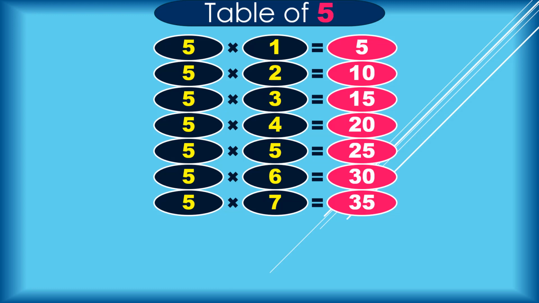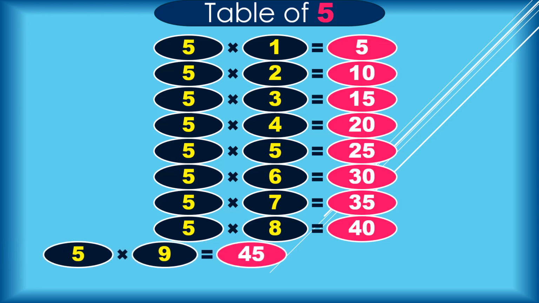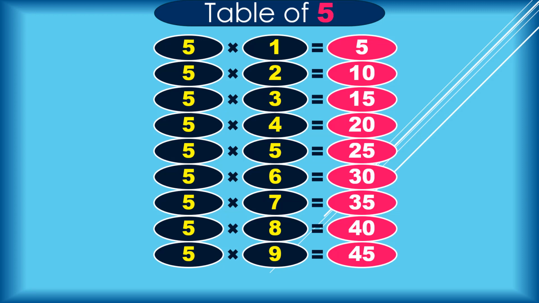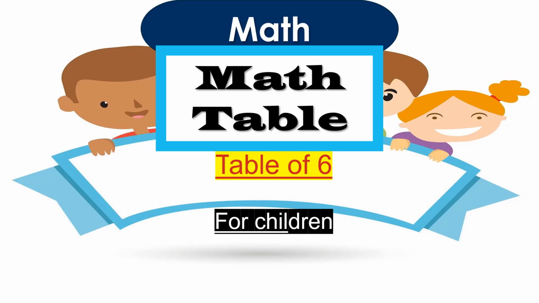5 sevens are 35. 5 eights are 40. 5 nines are 45. 5 tens are 50. Now we will learn the table of 6.